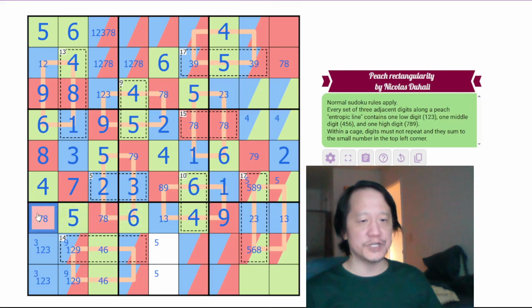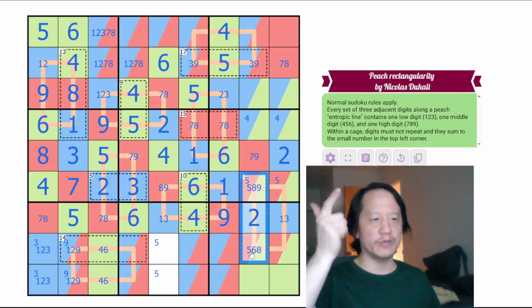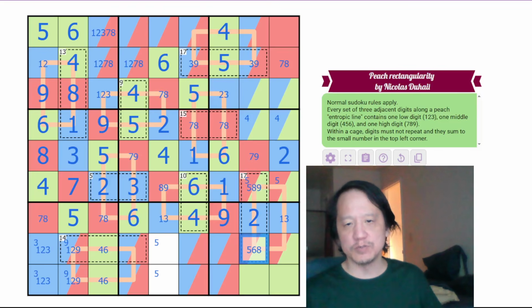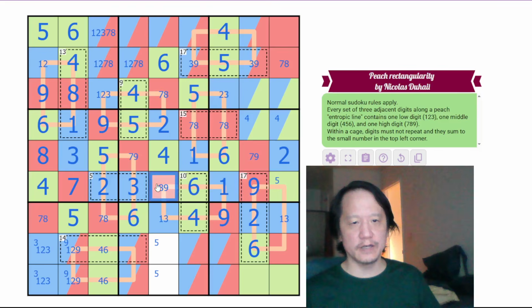Where is 2 in row 7 then? Cannot be here or here because of 2's in the column. So 2 has to be here. It's 2, 6, and 9 to add up to 17 with a low, medium, and high digit. So this must be 6 because it can't be 9 because of 9 in the box. So this is medium. This can't be medium. That's high. No high here. That's medium. No medium there. It's high. That makes that 6 and 9, which eliminates 9 there.